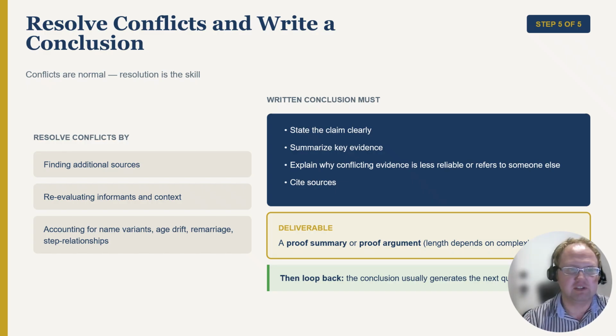You resolve conflicts by finding additional sources that tip the balance of evidence. Basically, you find that there are 5 independent sources that say one thing with one that says the other. You pick the one that has the strongest evidence, the odd man out, the outlier. You evaluate who provided the information, what they could have known, how they would have known it, accounting for patterns: name variances, age drift, remarriage, step relationships, etc.